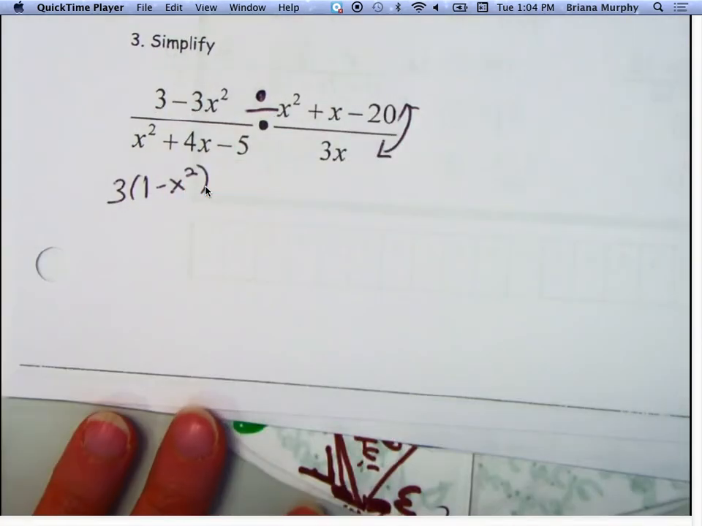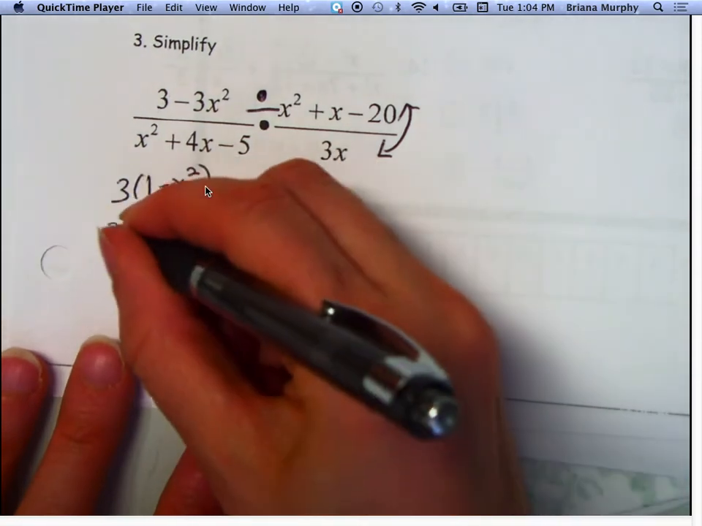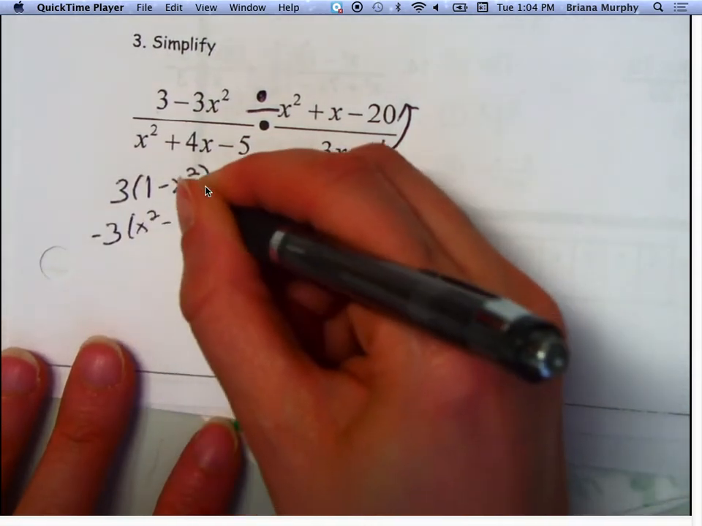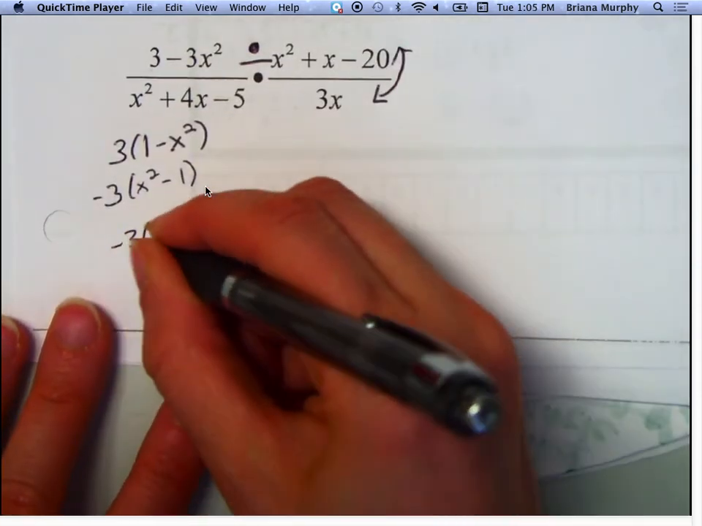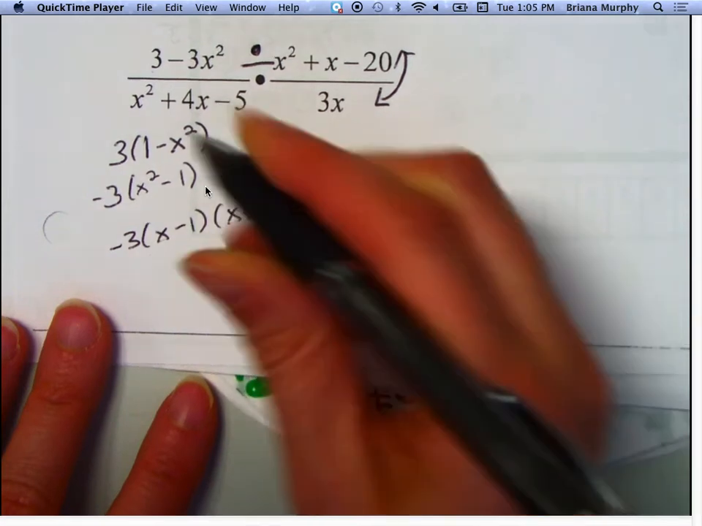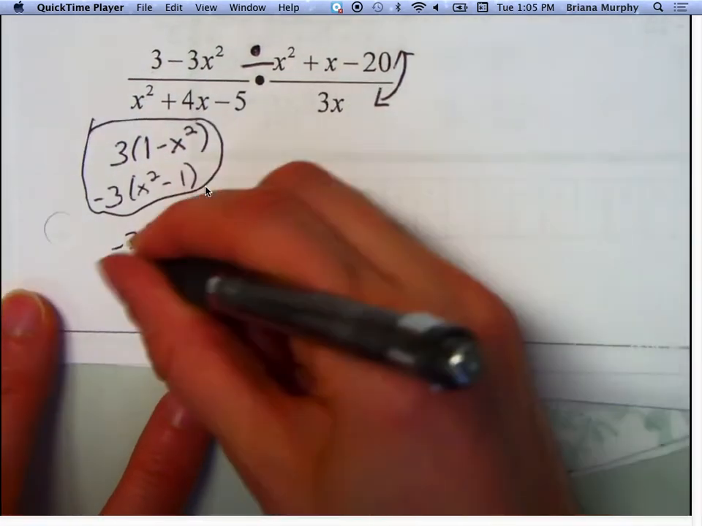Okay? This is a perfect square. The first thing I'm going to do is, I don't like it written this way, so I'm going to take out a negative, and I'm going to change it to negative 3 times x squared minus 1, which becomes negative 3 times x minus 1 times x plus 1. So this is all stuff you could do in your head, but I get to here.